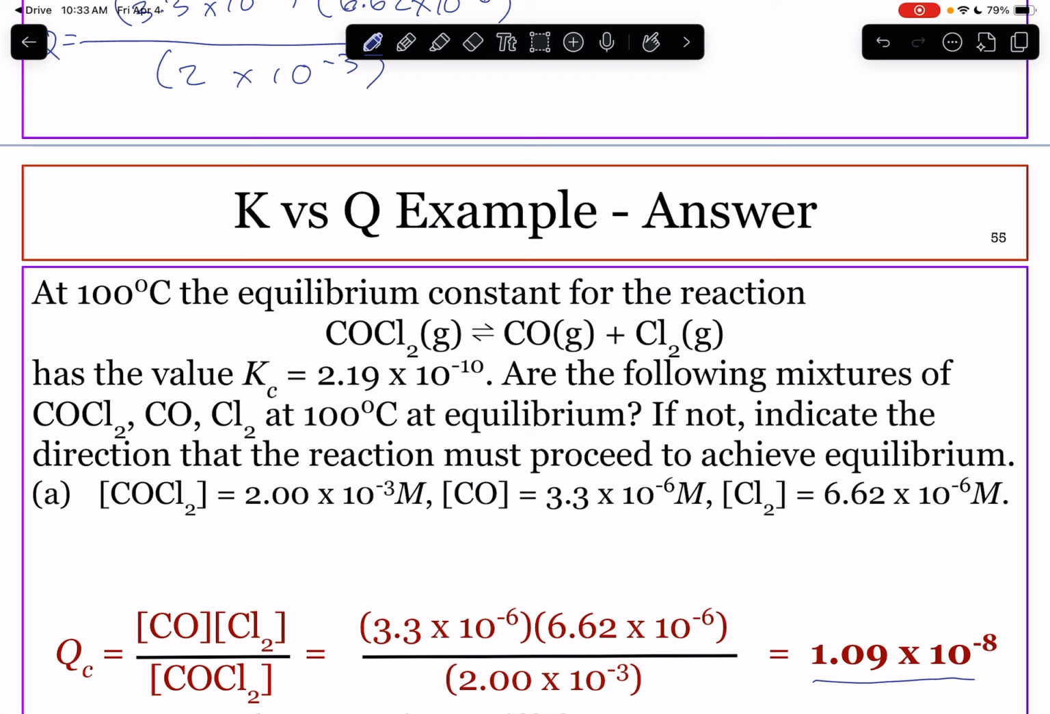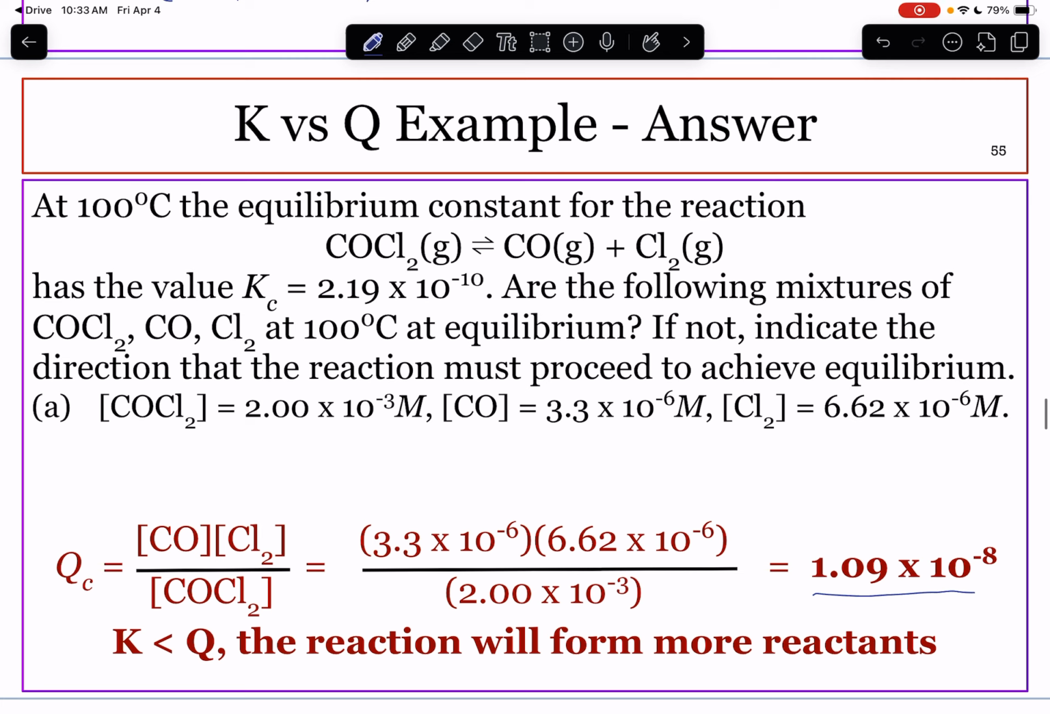Pause and type this into your calculator to see if you can get the correct answer, because this sometimes is tricky to type into the calculator correctly. So we can compare the K value given in the problem up here, 2.19 times 10 to the negative 10. That is a lower number than the Q we just calculated of 1.09 times 10 to the negative 8. So this greater than, less than sign here is pointing in the left direction.